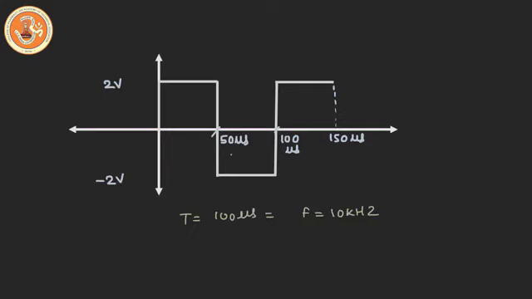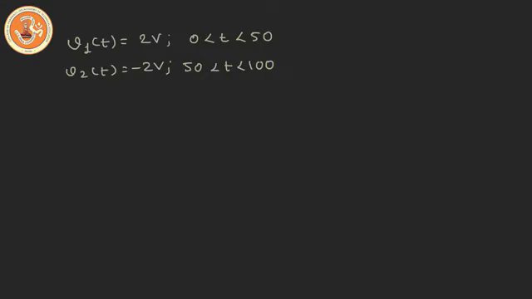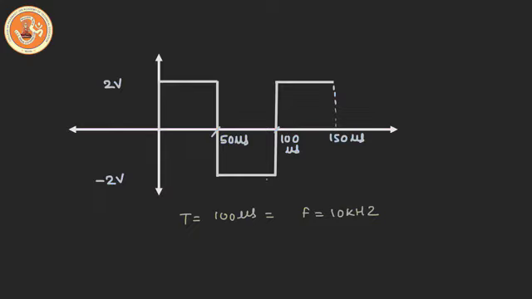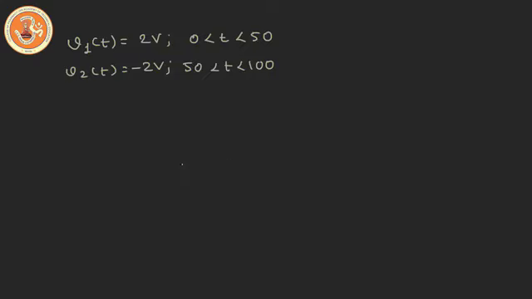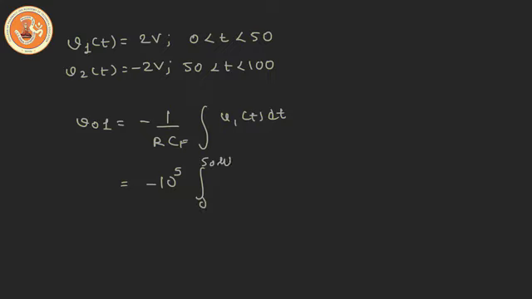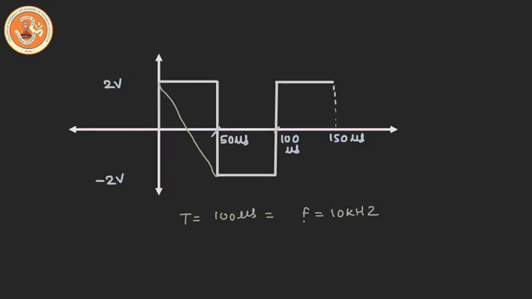For the first segment, our output voltage VO1 will be equal to minus 1 divided by R times CF, integration V1(t) dt, which will be equal to minus 10 to the power 5, integration 0 to 50 microseconds, 2 dt. That will be equal to minus 10 to the power 5, into 50 microseconds, into 2. If you simplify it, then you will get the output voltage as minus 10 volts. We can say that for 0 to 50 microseconds, the voltage swing is minus 10 volts. Or we can say that the output signal is going from 5 volts to minus 5 volts. Similarly, if we integrate this particular segment, then we will get the same 10 V voltage swing but in the opposite direction. In this way, the output will vary from 5 volts to minus 5 volts. And as the input signal frequency is far beyond the cutoff frequency, you will see the proper integration of the input signal.